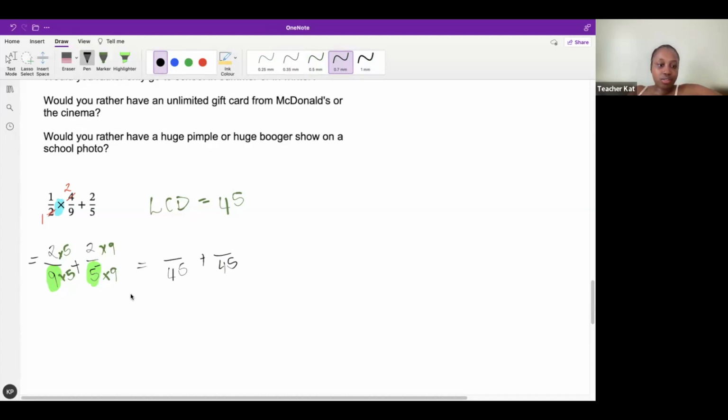My new fraction, what's 2 times 5? 2 times 5 is 10, 10 over 45. And second one is 2 times 9. Thank you, Nompumelelo. Thank you very much. So then my final answer is? My final answer is 28 over 45. Done.